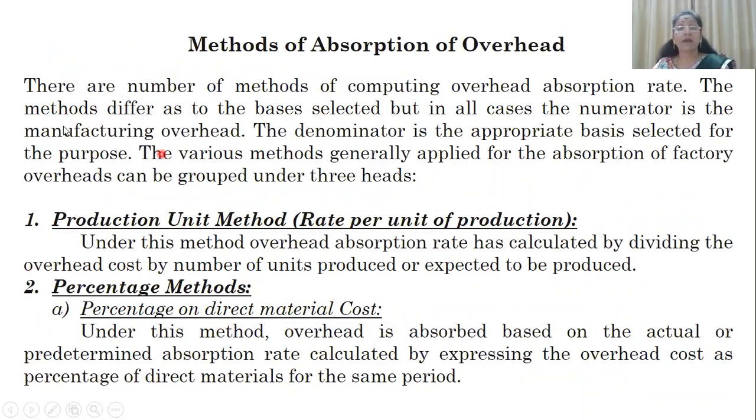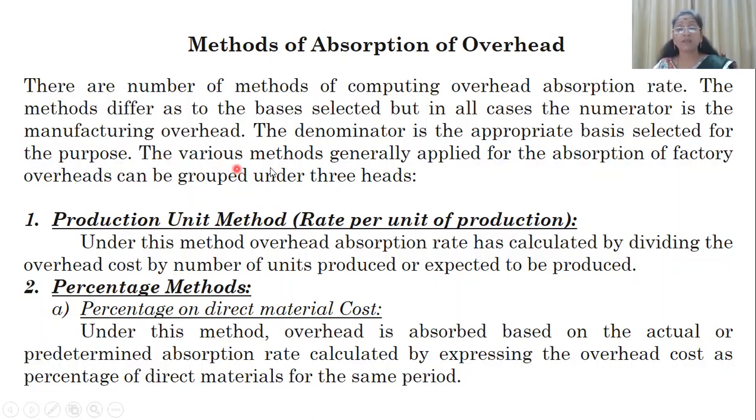Next, we move on to the next topic, methods of absorption of overhead. There are a number of methods of computing overhead absorption rate. The methods differ as to the base selected, but in all cases, the numerator is the manufacturing overhead. The denominator is the appropriate base selected for the purpose. Let me show it in the problem in detail. I have prepared one illustration, which will be more useful to you, for clear understanding.